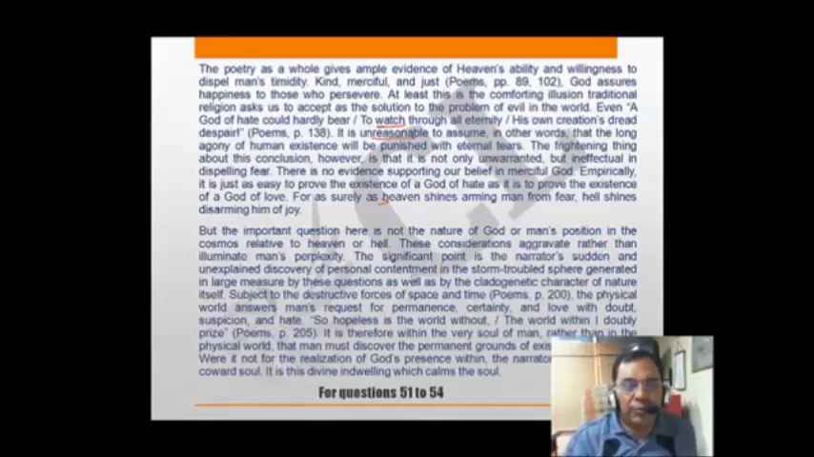Now this line is more important. These considerations aggravate rather than illuminate man's perplexity. That means all about God, man's positions. That means we are more fearful. We are not happy, but we become more scared.